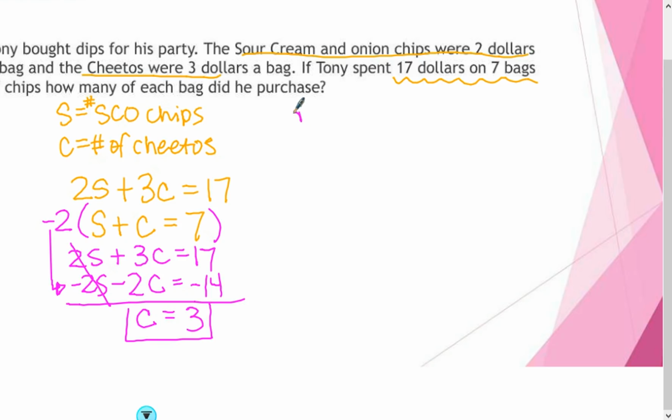So if this man bought 3 bags of Cheetos, how many sour cream and onion bags did he buy? Well, there's a total of 7 of them. So for the sour cream and onion, he bought 4 of those.